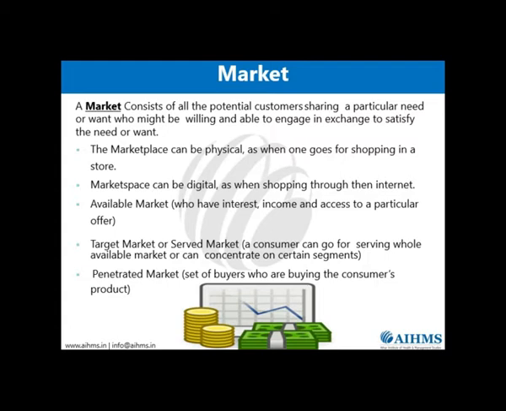Okay, so for example, you are feeling hungry, and there's one shop where you can get food, but then there's a McDonald's restaurant. So the majority of the chance you will go to the McDonald's because there's a trust element, and you know the food is good at a very reasonable price. So marketplace can be physical and marketplace can be digital.